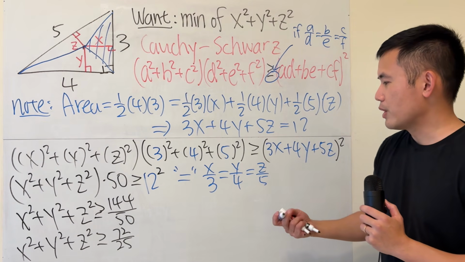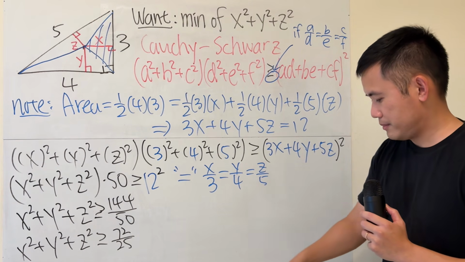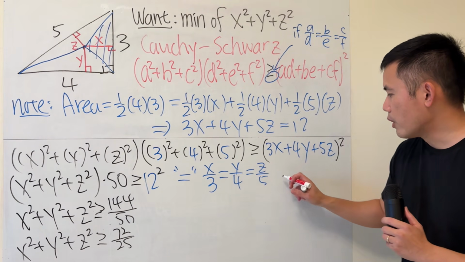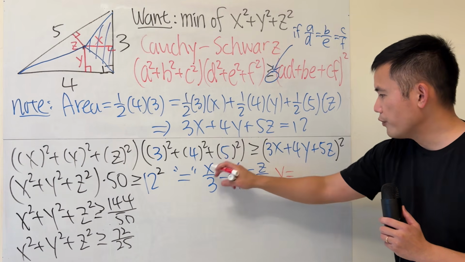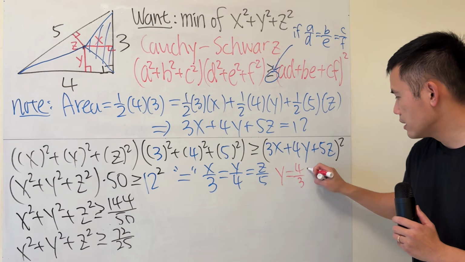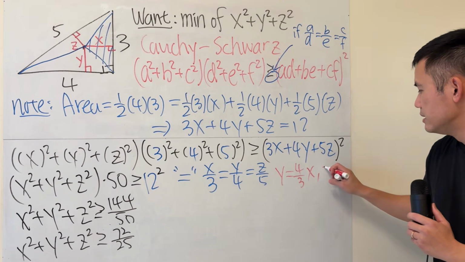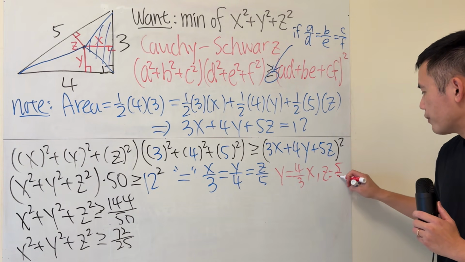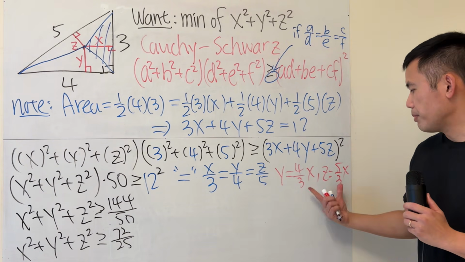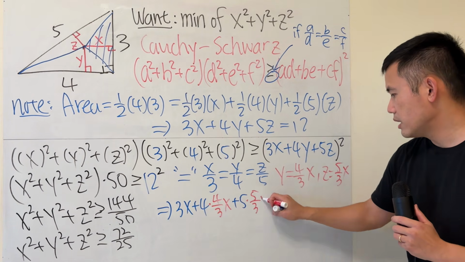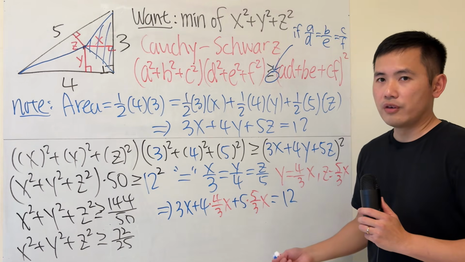Let's just kind of play around with this right here real quick. Look at this, multiply both sides by 4. We know that y will be 4 over 3 x. And then look at this and that, multiply 5 to both sides, z will be 5 over 3 x. Now plugging this right here into here and here. And you can just go ahead and solve for x.